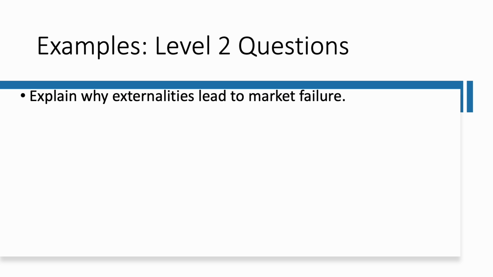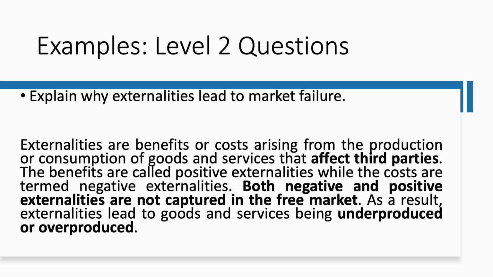An explanation is: externalities are benefits or costs arising from the production or consumption of goods and services that affect third parties. The benefits are called positive externalities, while the costs are termed negative externalities. Both negative and positive externalities are not captured in the free market. As a result, externalities lead to goods and services being underproduced or overproduced.